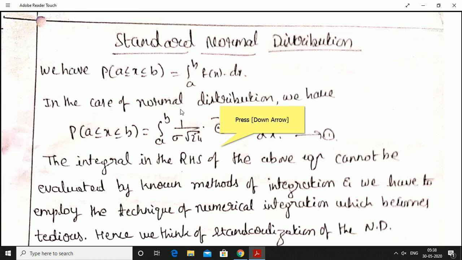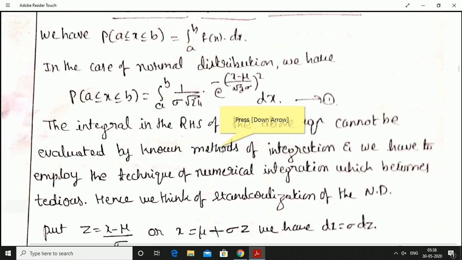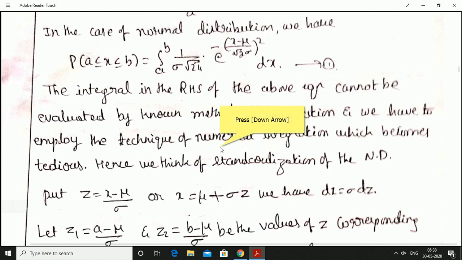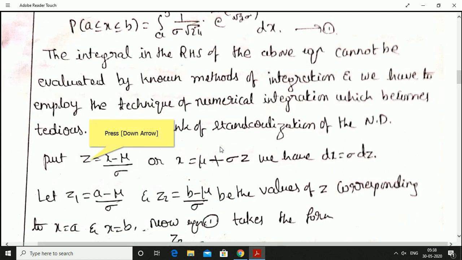With the help of this probability function, it is very difficult to find the required probabilities because the integral in the right hand side of equation 1 is a very tedious integration process, and it is not easily integrable by analytical methods. We need to go for numerical integration, which is also a very tedious task. Hence, we think of standardization of the normal distribution. Put z is equal to x minus mu by sigma.